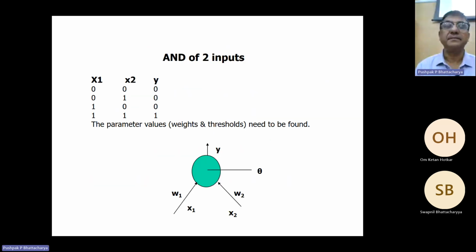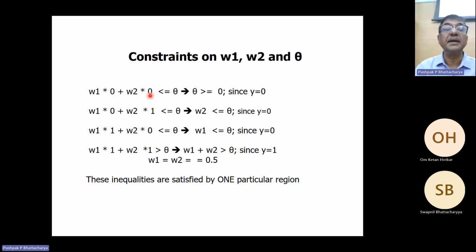Let's remember how the Boolean functions are loaded onto the perceptron. So x takes values 0, 0, 0, 1, 1, 0, 1, 1. And the AND function is computed by satisfying these linear inequalities: theta greater than or equal to 0, W2 less than or equal to theta, W1 less than or equal to theta, W1 plus W2 greater than theta. Okay.